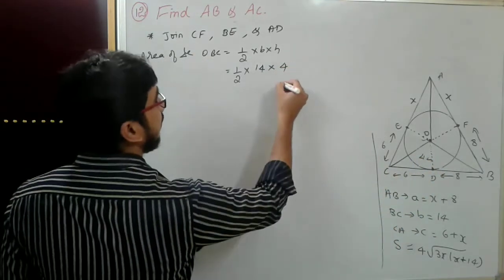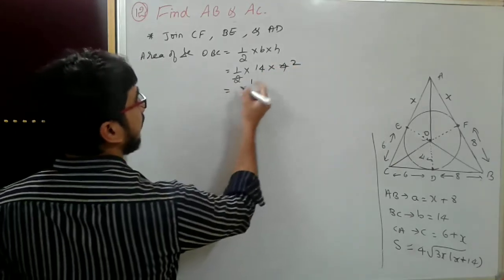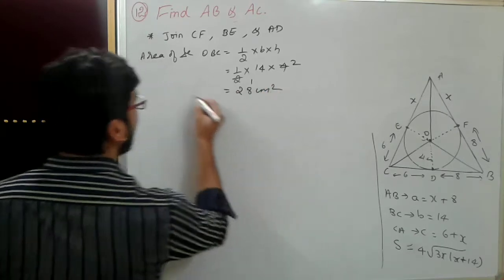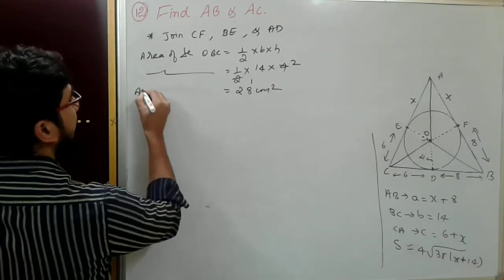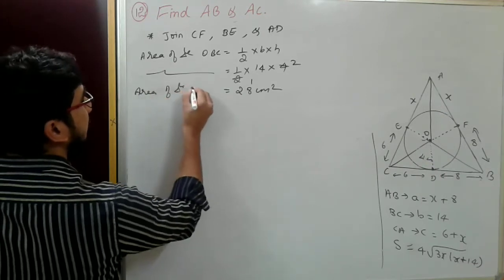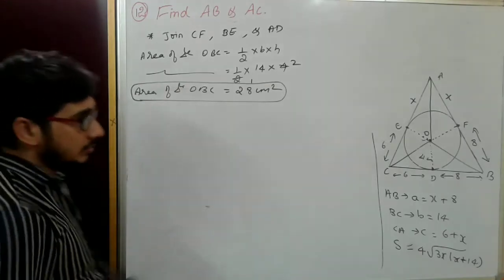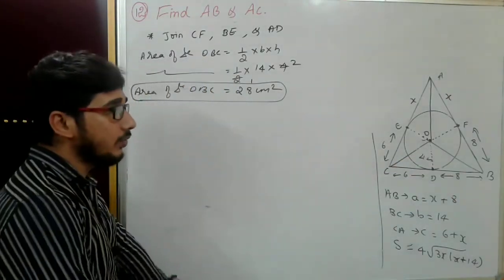So 4 centimeter. 2 1s are 2, 2 2s are 4. So 14 2s are 28 centimeter square. This is the area of triangle OBC. This is one part. Okay, this below part is over. Now which one do we have to find? That side and this side we have to find.